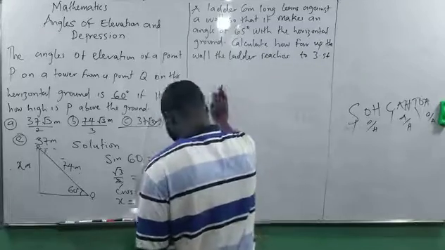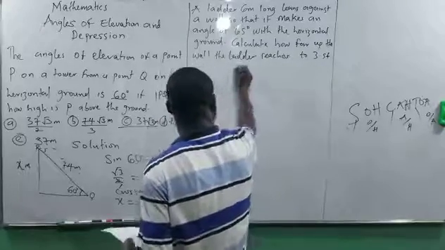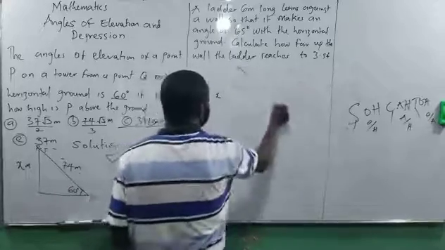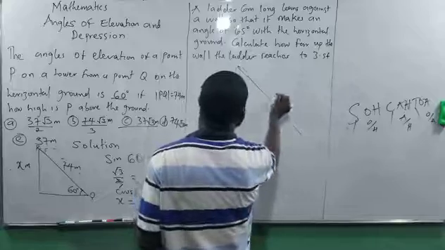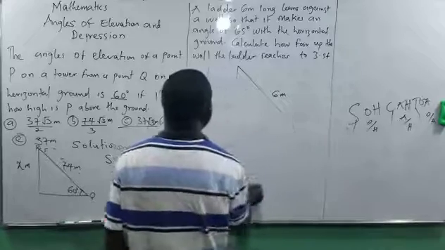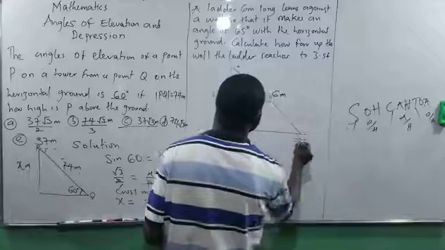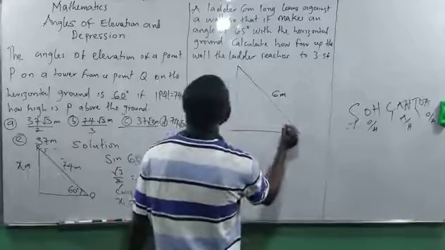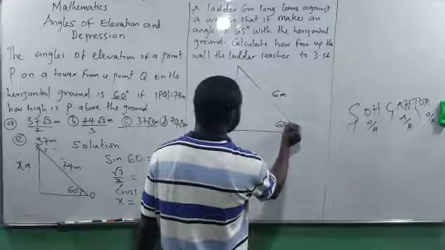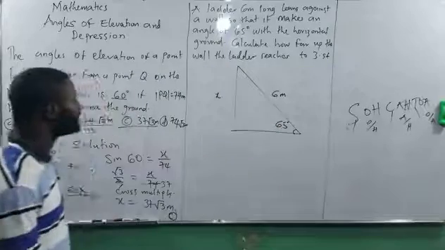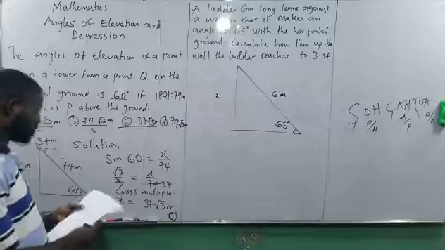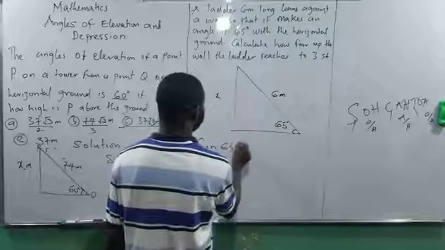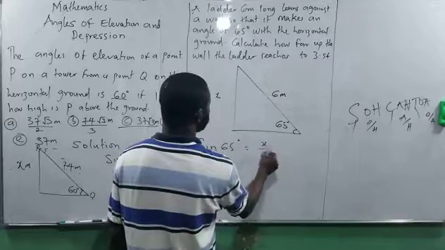How far up to the... Now it means this is going to be how far up, and this is going to be the ladder of what? 6 meter long, and this is going to be the ground distance, and the angle here is 65 degrees. Now the same way, I'll also be using sine 65 degrees equals X all over what?